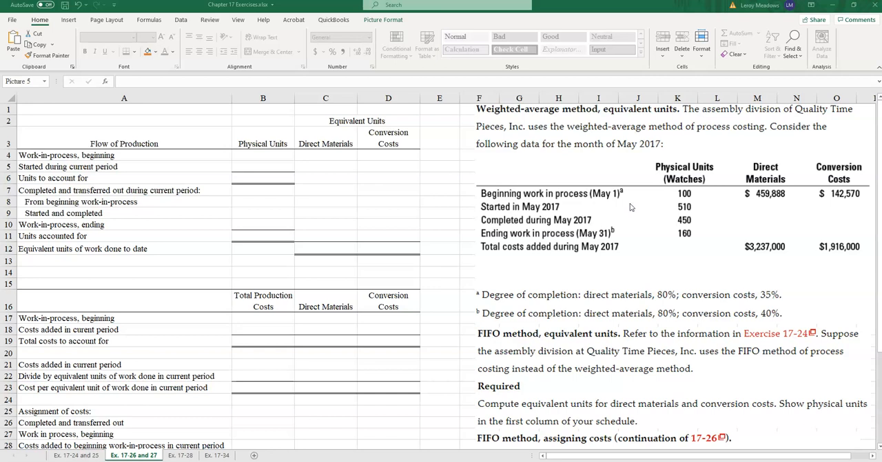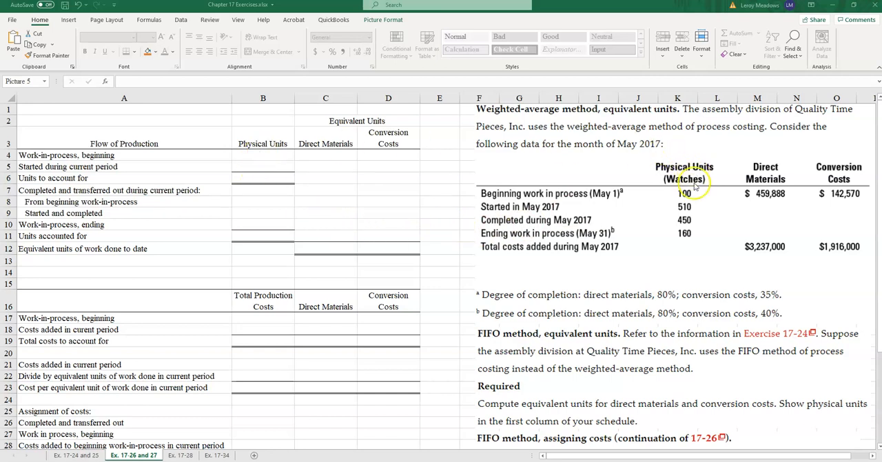Remember, in first in, first out, if you watched the videos before, you understand that we only focus on work done in this period only. So in this period, I am going to complete the units in work in process. I am going to then add work and do more work to the units started this period, some of which will be completed, some of which will be in ending work in process inventory. So let's go ahead and get started here.